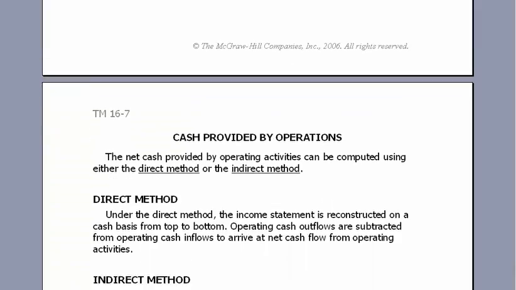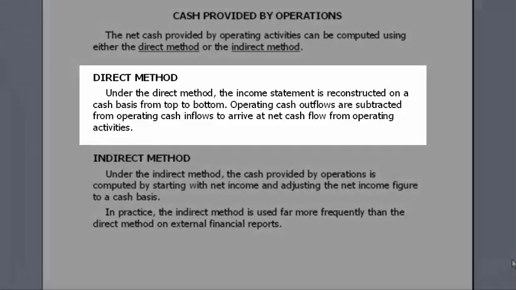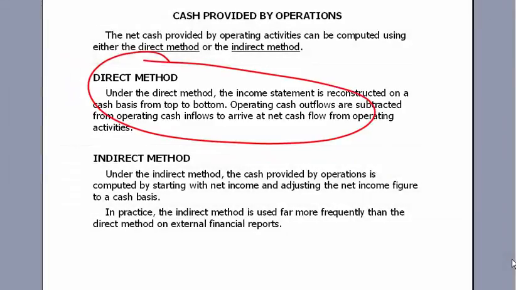If we move on here, the first section is called Cash from Operations. And this is a tricky one because there's two different methods of doing the cash from operations. The first method is called the direct method, which is preferred. It's preferred by the FASB. They turn around and say, this is the method that is the most accurate.